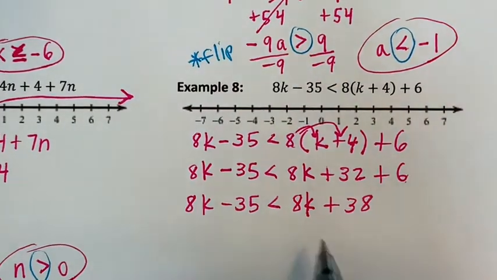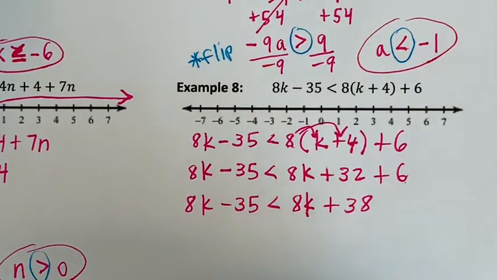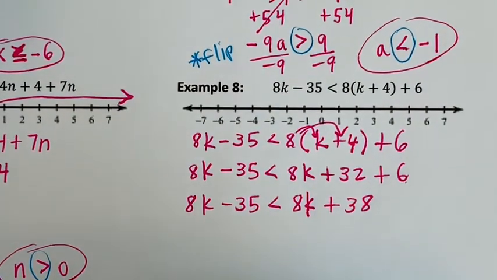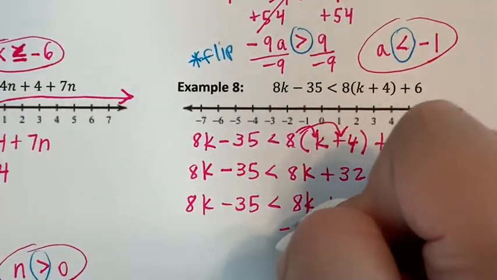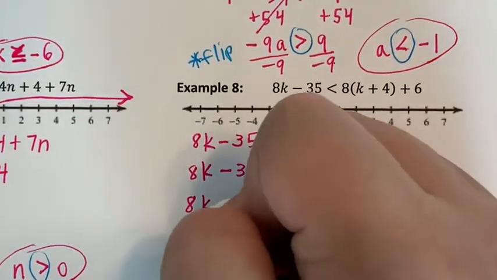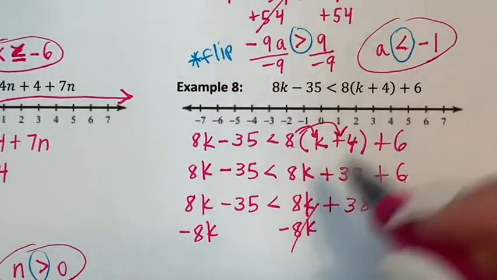All right, so now I cannot combine like terms on the same side anymore. Now I need to start moving some stuff. So I'm going to move my variables to the left. So to move a positive 8k, I need to subtract 8k from both sides.